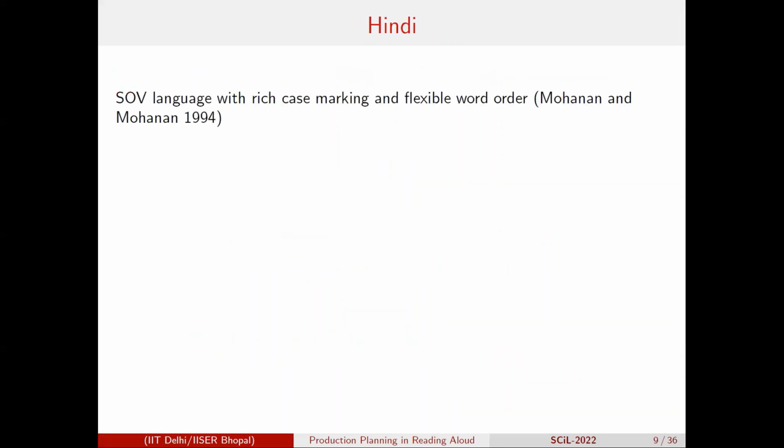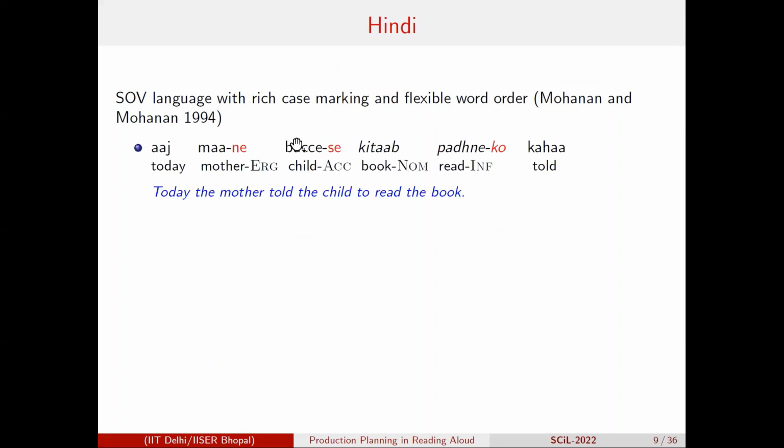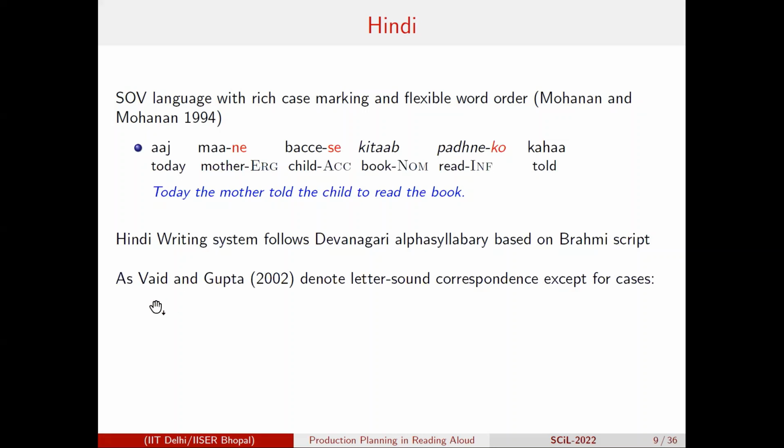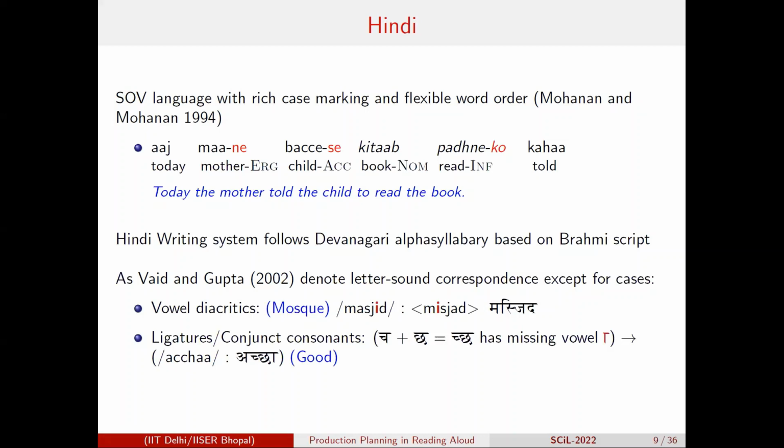And we investigate all these hypotheses and ideas on the Hindi language, which is a verb final language, which exhibits a degree of word order freedom and has a very rich case marking system. And the Hindi writing system follows the Devanagari alphasyllabary based on the Brahmi script, and as a part of the work by Vaid and Gupta 2002, they showed that in Hindi there is significant correspondence between a letter and sound, except for a few cases such as vowel diacritics and ligatures, where there is some kind of irregularity between the way the word is written and the way the word is spoken. So maybe these irregularities might affect the reading aloud processing difficulty that we aim to capture in the current work.